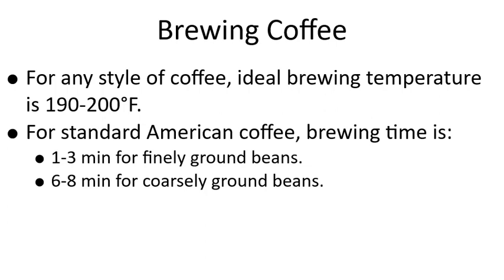Note that this is lower than the 212 degrees Fahrenheit that water boils at, so any coffee maker that boils the water will over-extract the grounds and will tend towards a more bitter brew. For the typical American coffee, the brewing time is 1 to 3 minutes for finely ground beans, or 6 to 8 minutes for coarsely ground beans.